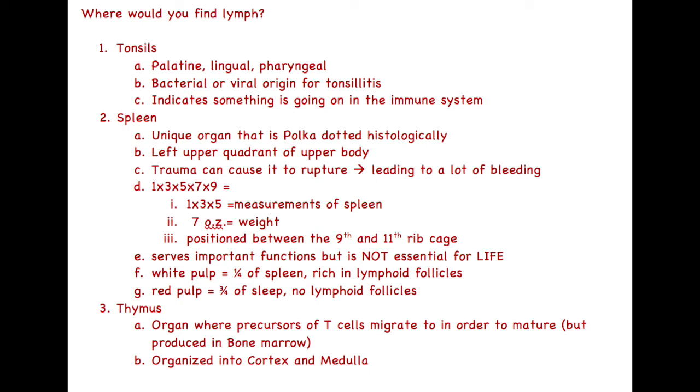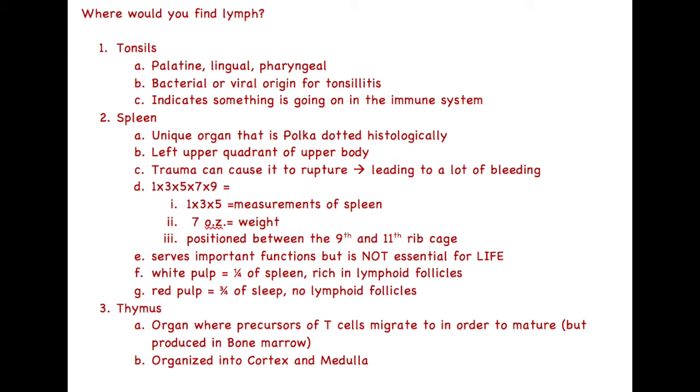Another area with lymphatic tissue is the spleen. So the spleen is actually a unique organ that's polka dotted histologically. So it's really cool if you haven't taken a look at the picture that Dr. Schechter has provided on his slides. It actually looks polka dotted. It's found in the left upper quadrant of your body between the 9th and 11th rib cage on the left side. And the spleen is an encapsulated organ.